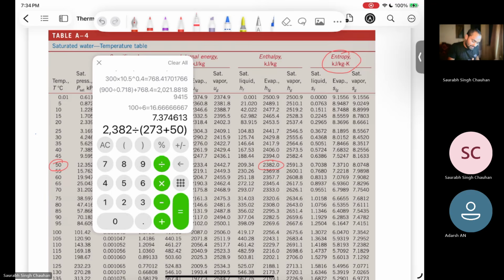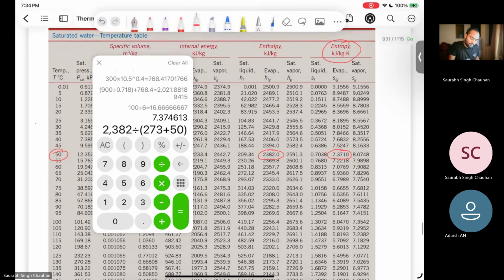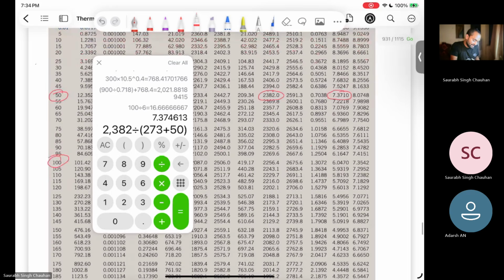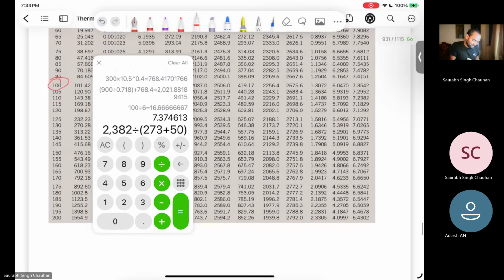We are getting 7.37. So if this particular last column, the entropy column, is not given, you can calculate this yourself. 100 degrees we have already done. Let us check at some other temperature.